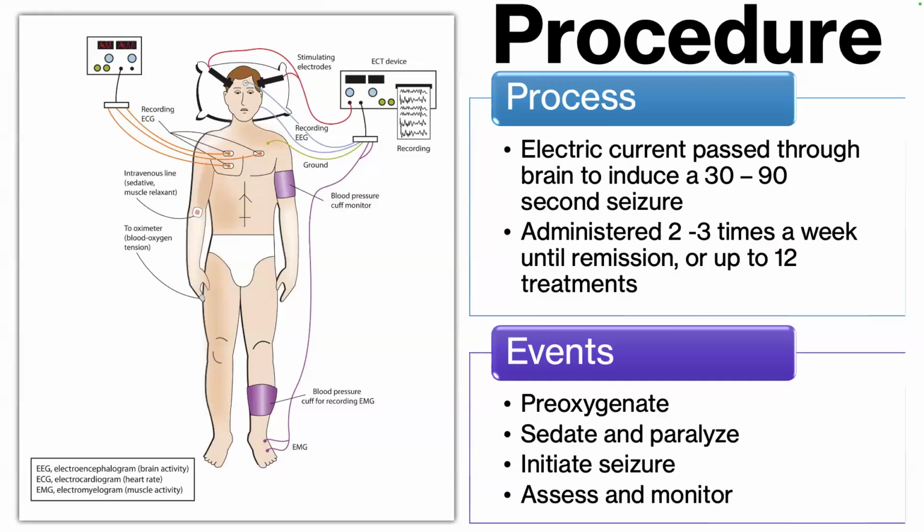The doctor's going to sedate and paralyze the patient and initiate a seizure. Your job is continuous assessment and monitoring. Before the doctor paralyzes and sedates the patient, you're going to pump up a blood pressure cuff on their lower leg. And then they'll sedate and paralyze them. Why do you think that might be? We're pumping up a blood pressure cuff. What's that going to prevent?